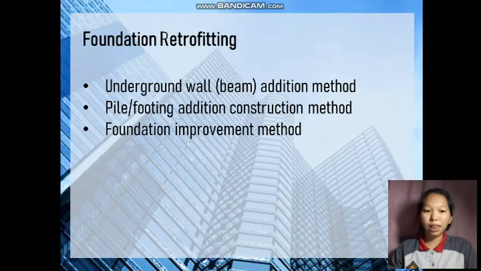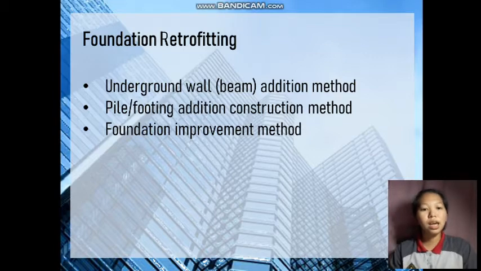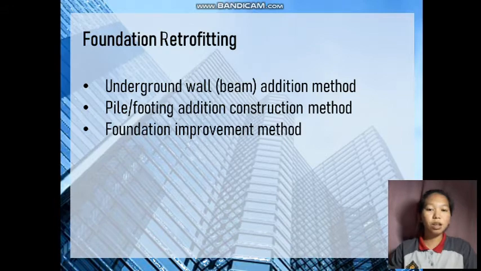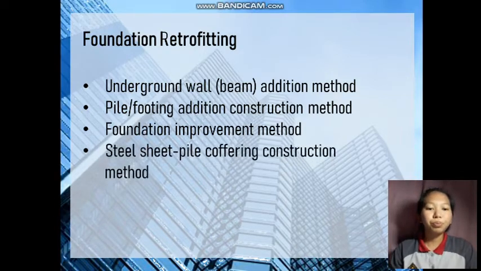Then the next one is the foundation improvement method. It is improving the ground around the foundation with cement, to improve materials and to improve the ground bearing capacity and horizontal foundation resistance. It is also used to prevent excessive pore water pressure and liquefaction.